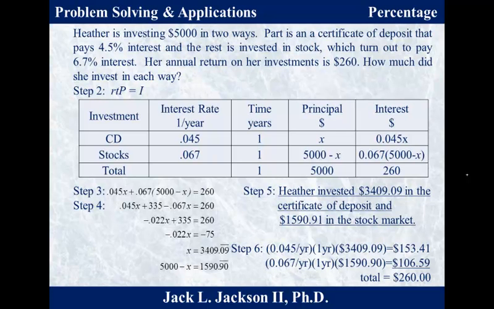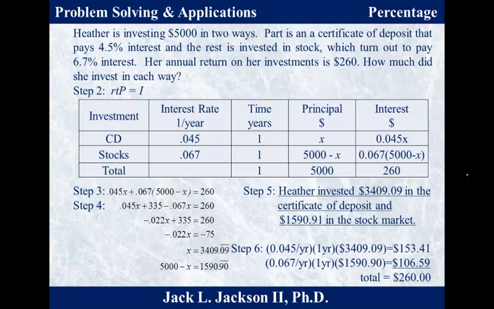So the amount of interest in the CD plus the amount of interest from the stock is going to be the total interest that she made for the year. So that's 0.045x plus 0.067 times (5,000 minus x), and that's going to equal $260. So distribute the 0.067, combine like terms, subtract 335 from both sides, and divide by negative 0.022, and you get x equals $3,409.09 repeating. 5,000 minus that is 1,590.90 repeating. So we're going to round off to the nearest penny because it's money here.